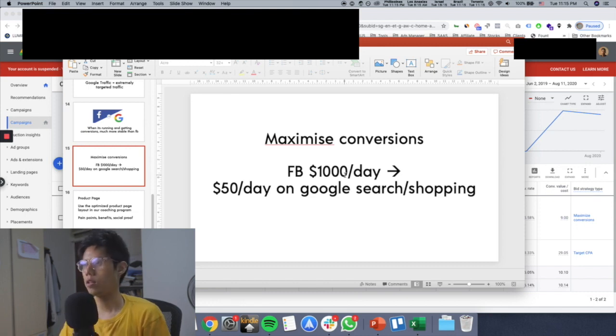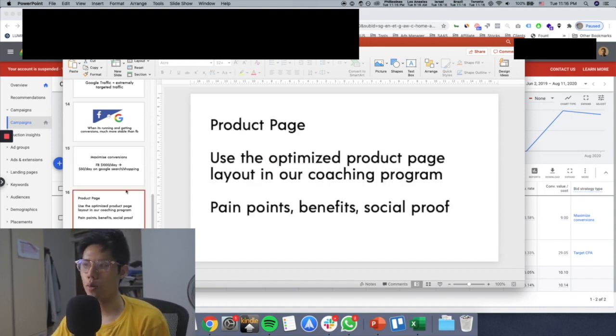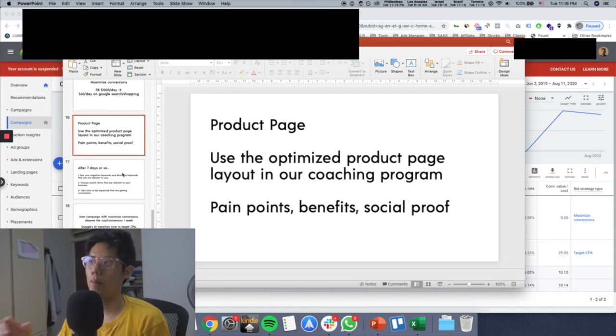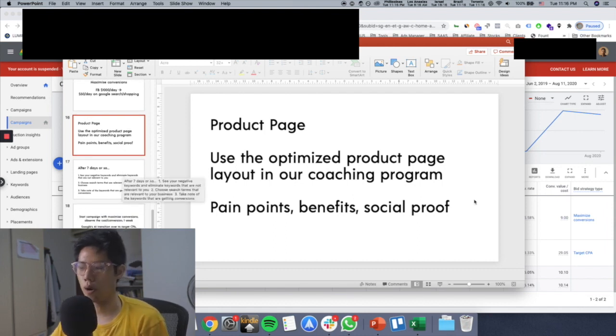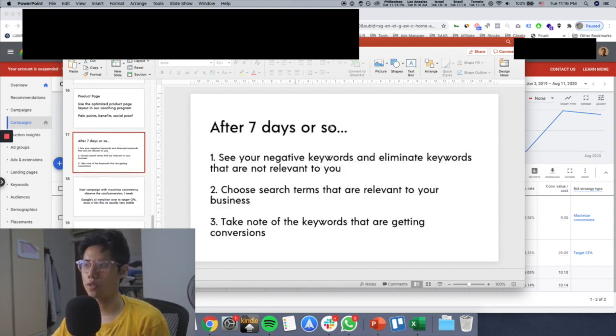If that makes sense. Okay, so what I do is I set up a maximize conversions campaign. As you can see here, a maximize conversions campaign, and then you run it for $50 per day on Google search or shopping. In this case I only set up search because the shopping feed was not approved at this point in time, so that's a bit annoying. Then afterwards, on the product page side, we use the optimized product page layout that we use in our coaching program. So the pain points, the benefits, and the social proof. If you're in the coaching program, you know what I'm talking about. Okay, so after 7 days or so, what you need to do is go into your negative keywords, okay?